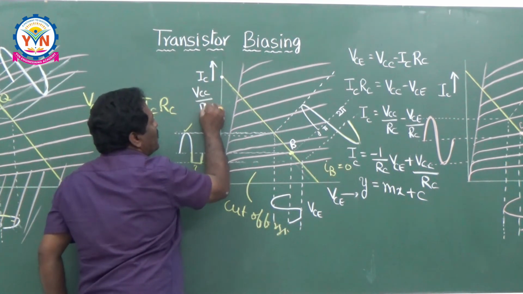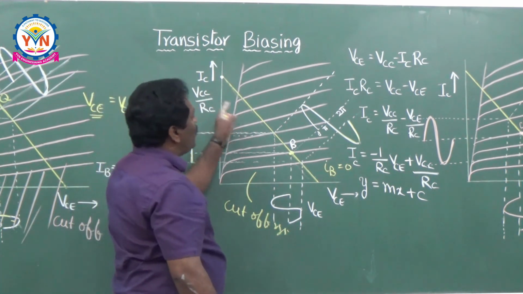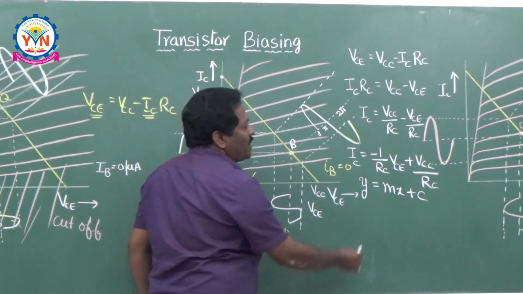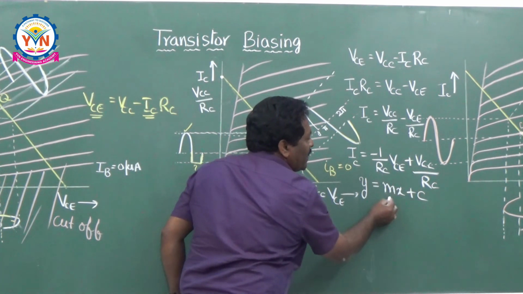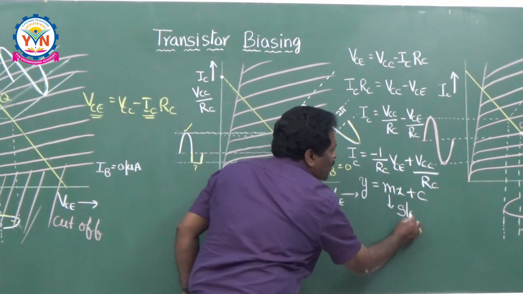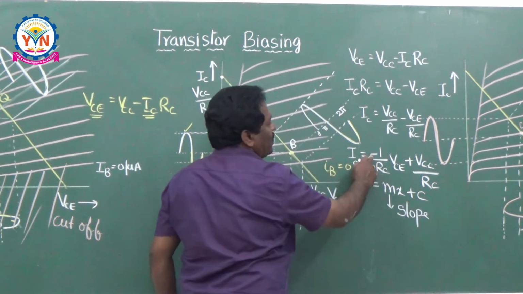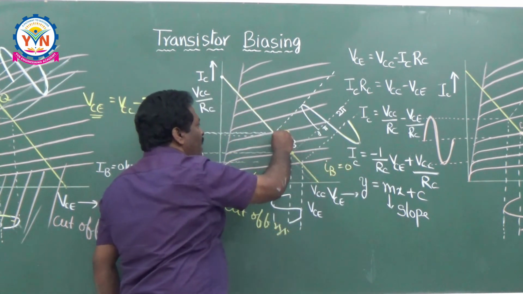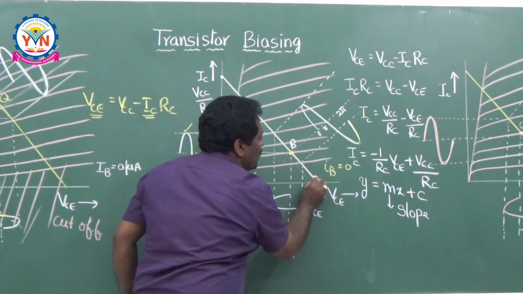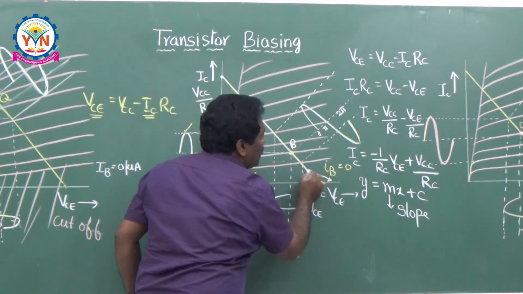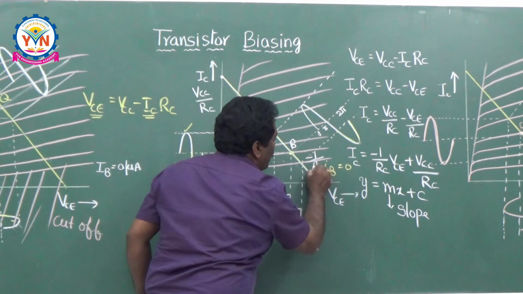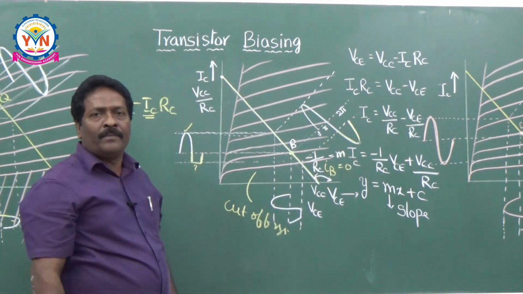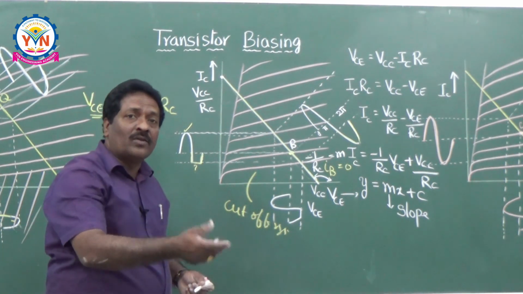Already explained to you in another way. And this is VCC. And this is mx plus c. m is the slope. What is the slope of the line? The slope is minus 1 by RC. So this load line has a slope which is minus 1 by RC, which is m. m is the slope of the line. So it is another way of explaining this load line concept.